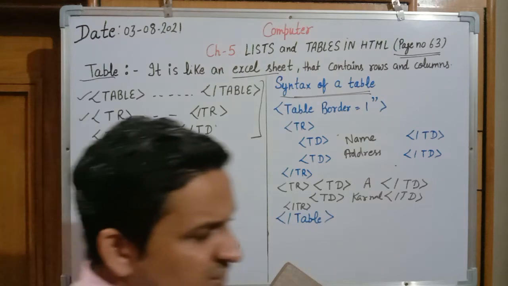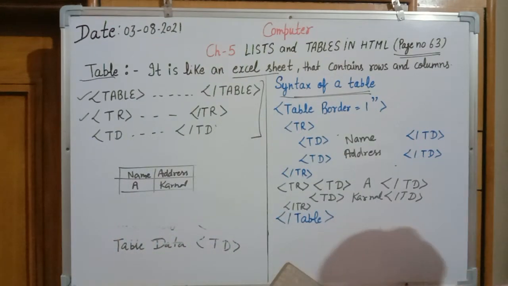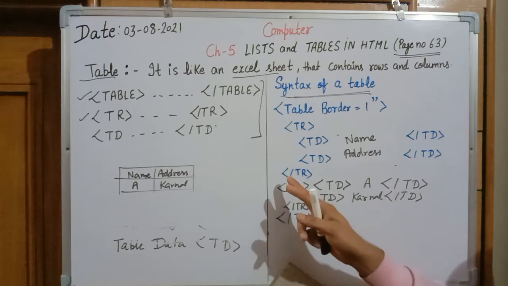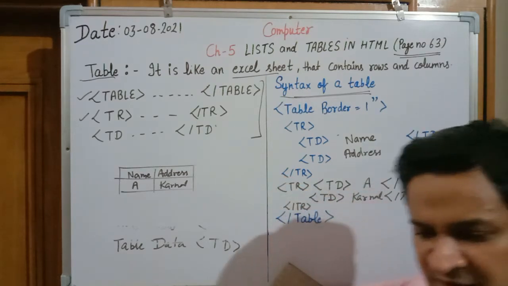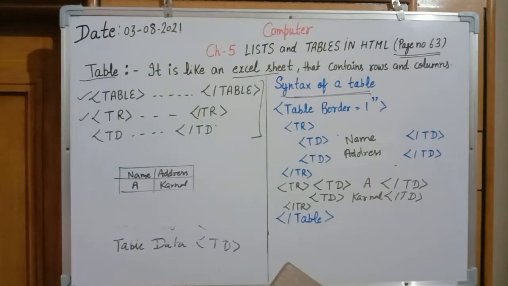So this is the syntax. We will start with the table tag. In the table we will make the table row, then table data, then we will close the table row tag, and finally we will close the table tag. This is the basic structure of a table program.